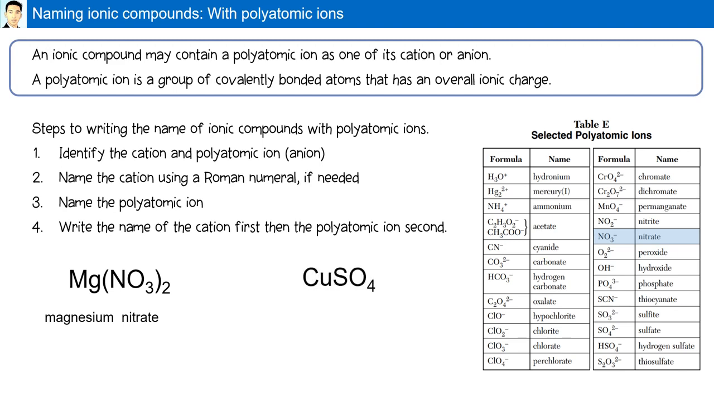Another example, CuSO4. First, we identify our cation and polyatomic ion. Our cation is copper. Copper is a transition element, therefore it can have more than one oxidation state or charge. So next, we need to look at SO4 to find out what charge our anion, which is polyatomic, has. Looking in Reference Table E, we can identify that SO4 has a 2- charge. Therefore, the one copper atom must have donated 2 electrons to the sulfate. So we have copper(II) sulfate.